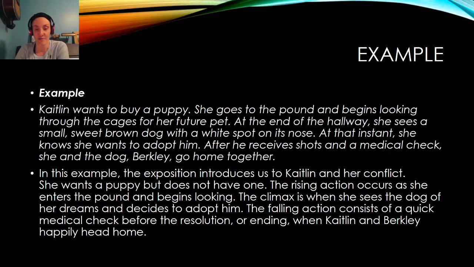So in that example, you can see, obviously, the characters are only Caitlin and the dog, and you can read how it shows the examples of the plot. So in the exposition in the beginning, we get introduced to Caitlin and what her conflict is going to be. Of course, the climax is when she sees the dog that she wants and she decides to adopt him, and then in the end, she gets to take him home and it's all happily ever after.